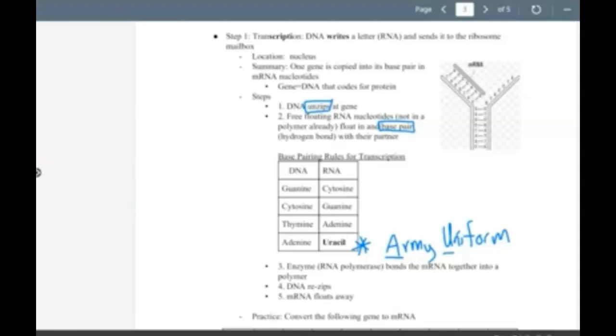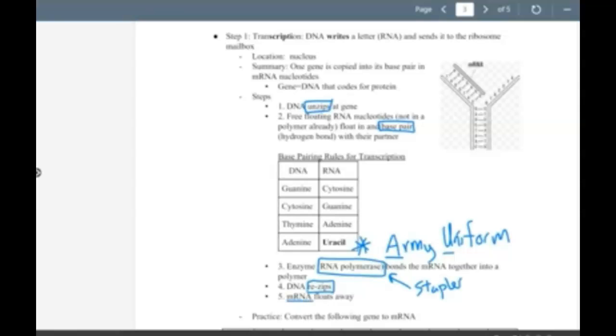Step 3, RNA polymerase bonds the mRNA together. That should sound familiar, right? We talked about DNA polymerase before. This is just a different tool, a different enzyme. We're going to think of it as a stapler. It's a stapler tool. RNA polymerase, that's the next tool. Then the DNA rezips, goes back to being DNA again, and the mRNA floats away.